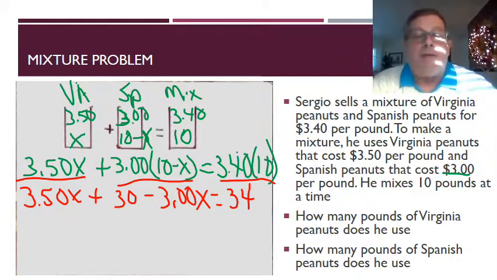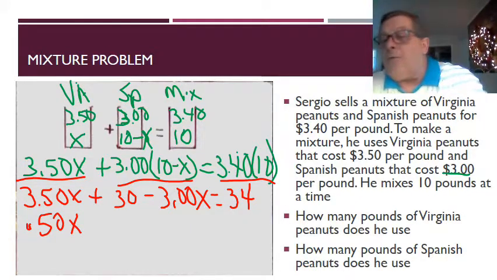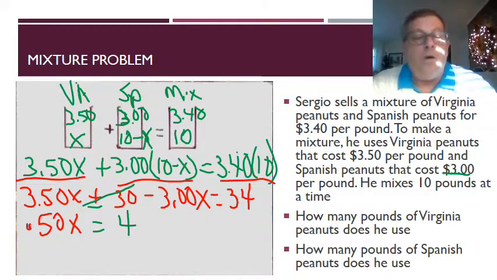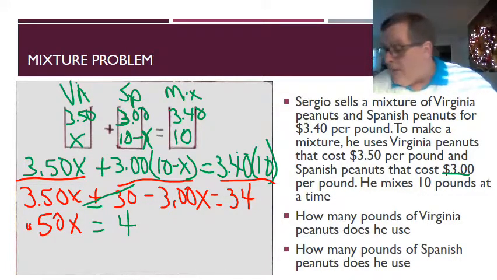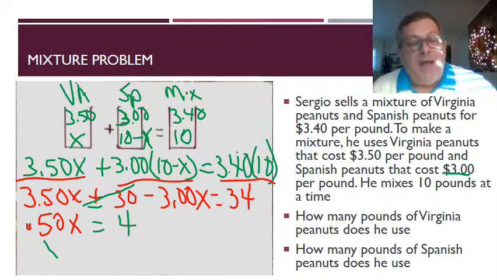All right, so I'm going to combine my like terms. Well, fortunately, my x's, which I'm going to leave here on the left, all I've got to do is take 350 and subtract $3 from it, and that's going to give me 0.50x. But I am going to go through here and subtract 30 from both sides. So when I do, that's going to cancel right here, but it's going to leave me with 4 on the right side. Now, all I've got to do is divide the 0.5 into the 4 to isolate the x, and I'm going to get x equals 8.